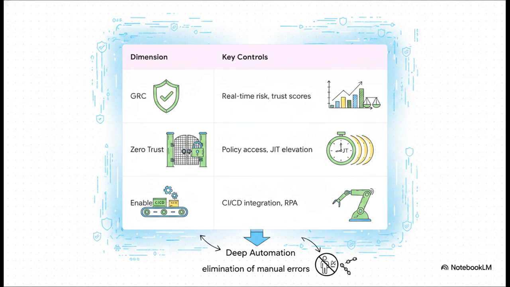On the governance, risk, and compliance side, we're talking about real-time risk assessments and trust scores, evaluating every single request that comes in. For Zero Trust, you need policy-based access, that crucial just-in-time privilege elevation we just talked about, and Zero Trust network access. And finally, technical enablement. This ensures policies are deeply embedded into your CI/CD pipelines and handled via robotic process automation. By relying heavily on automation, you effectively weed out the manual human errors that attackers so frequently exploit.